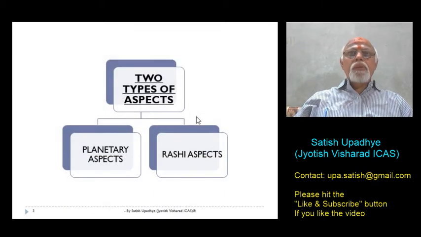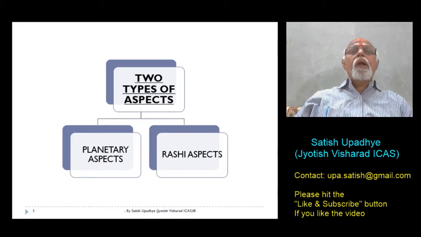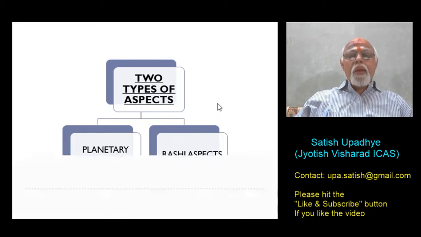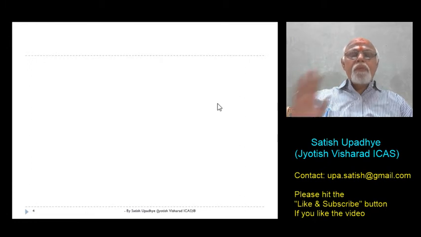Now let us see how many types of aspects there are. We have got two types of aspects. One is planetary aspects and the other one is Rashi aspects. Planetary aspects we deal with in Parashara Paddhati. We generally use them. The other type of aspect is Rashi aspect, which we work with in Jaimini Paddhati. We will discuss this one by one.